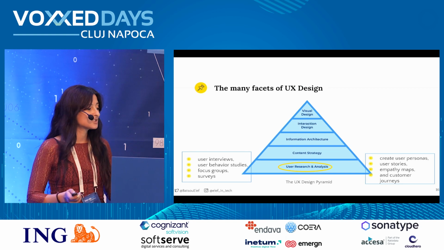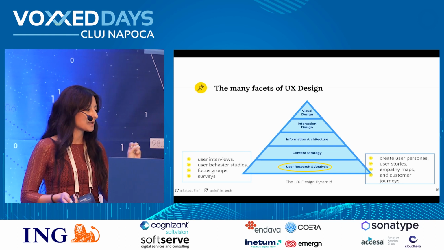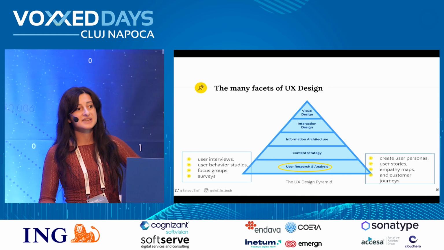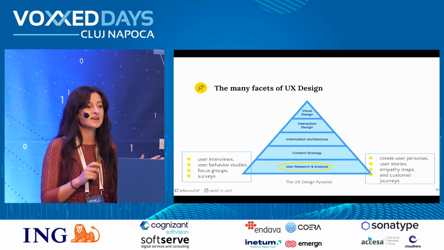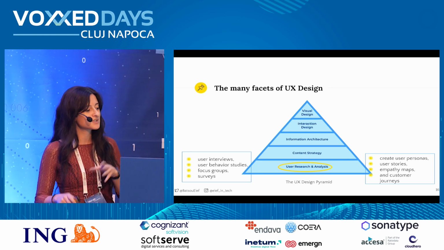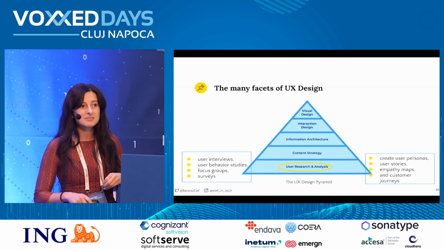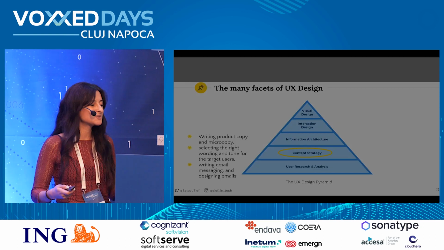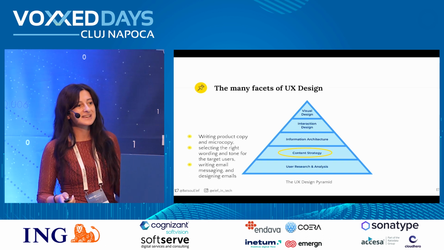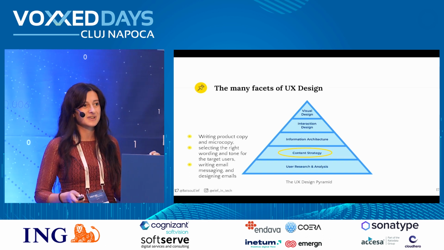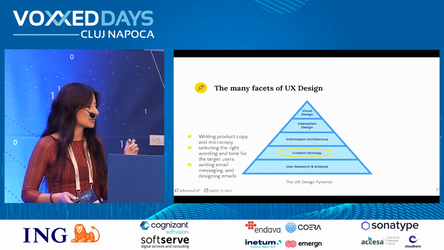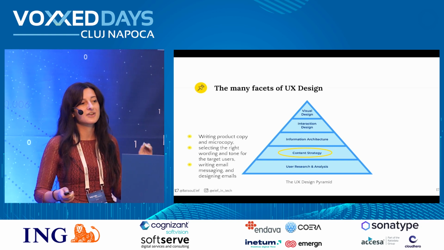And in that stage, we have user interviews, user behavior studies, focus group surveys. And when we have all of those things, then we will continue with creating user personas, user stories, empathy maps. And again, when all those things are done, we will continue to the next stage, which is content strategy. Here we have writing product copy and microcopy, selecting the right wording.